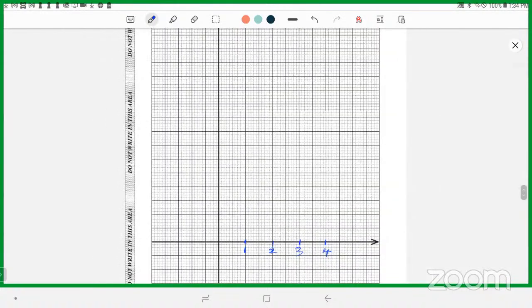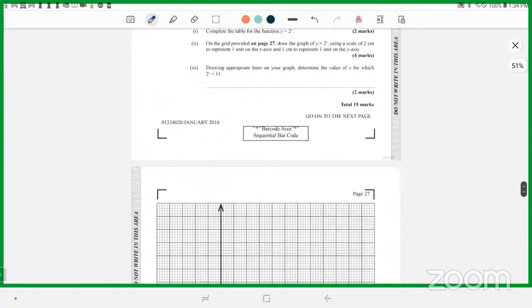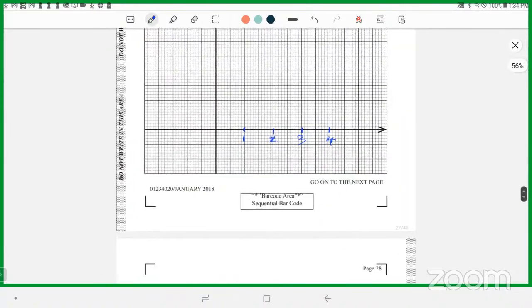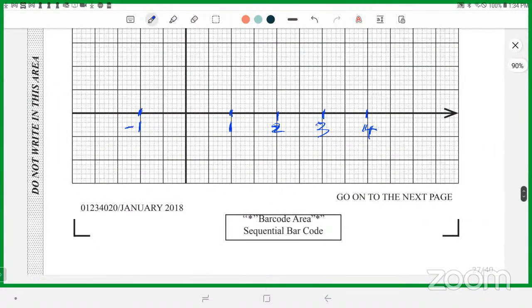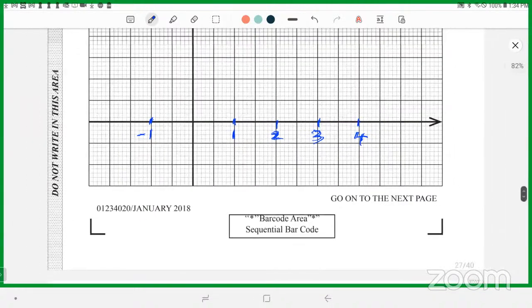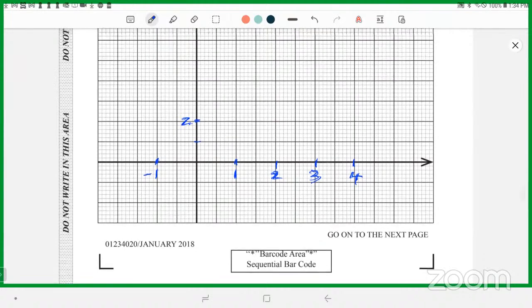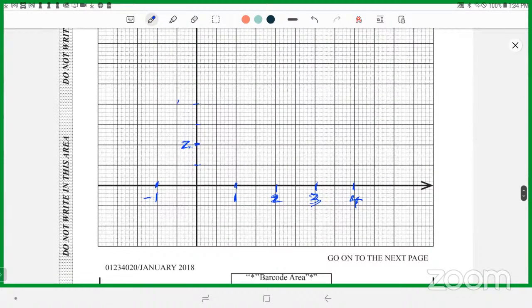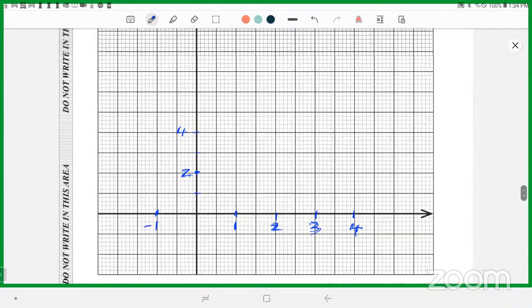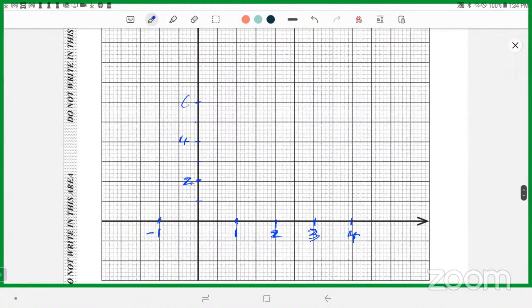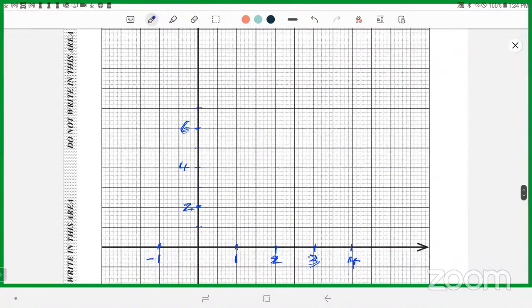How far did they go? They went from -1 to 4. So let's go back to -1, right here. That's your 2 centimeters to 1 unit on the x-axis. And the y-axis is 1 centimeter to 1. So this should be 1 and this should be 2. Then this will be 3 and this will be 4, this will be 5 and this will be 6, because it's 1 centimeter to 1. This will be 7 and this will be 8.